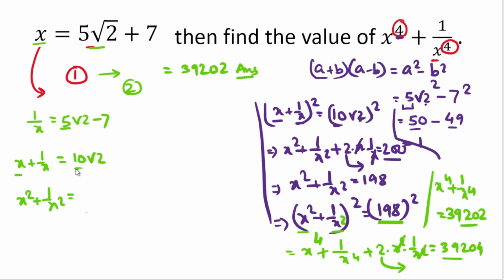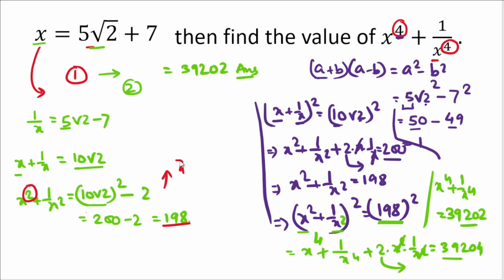For that we'll square this term, so it is 10 square root 2 squared, and we subtract 2. So the value of this term will be 200 minus 2, which is 198. Now in the next step, we have calculated the value for the power of 2. Now from here we have to raise the power up to 4, since we have been asked to raise the power up to 4 in the problem. So now we'll raise the power by 2 again.